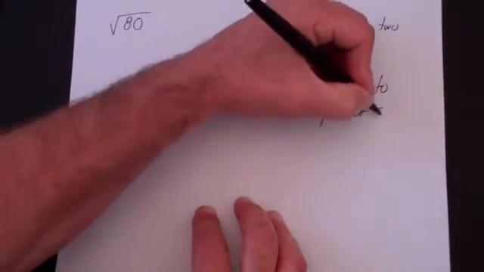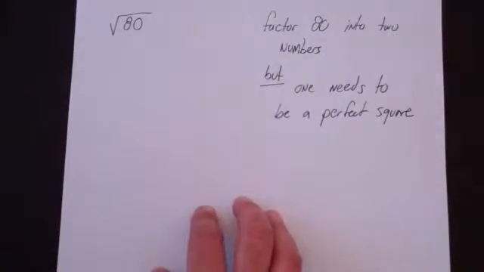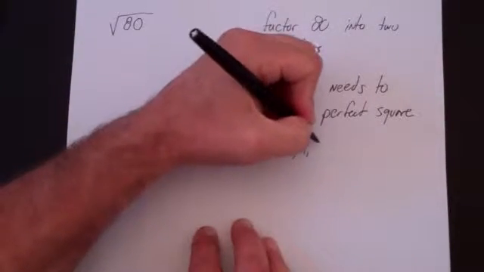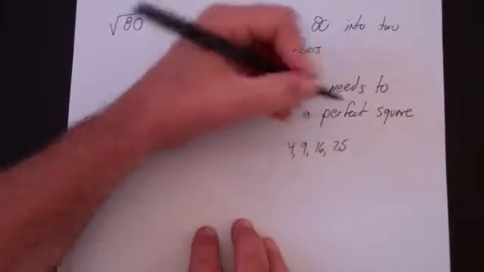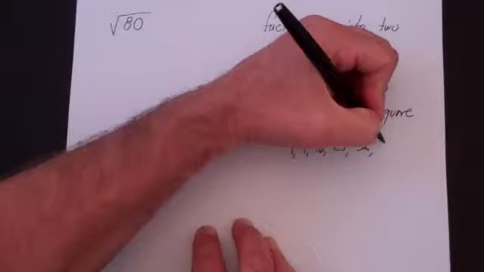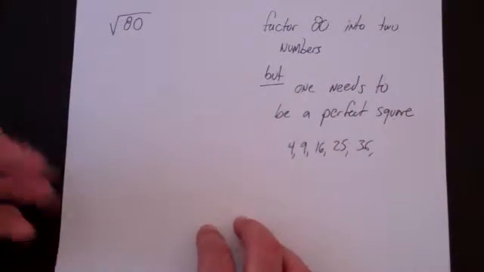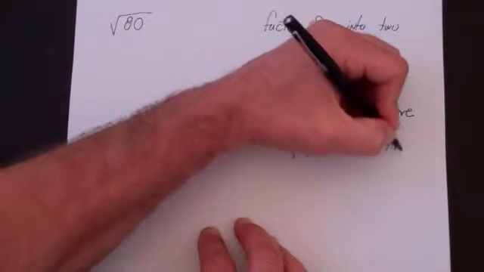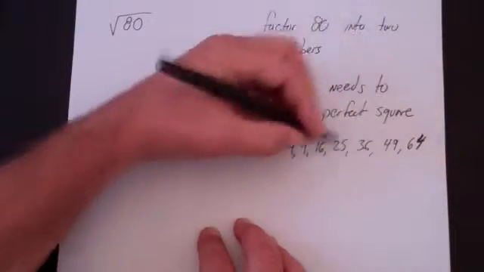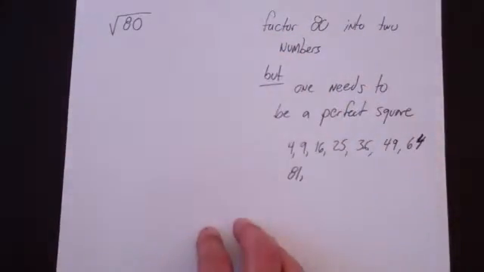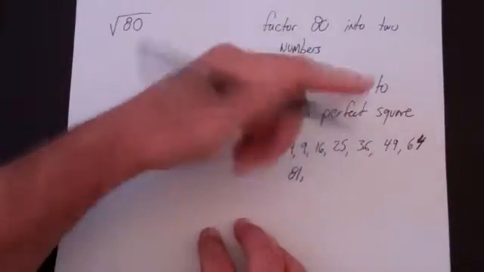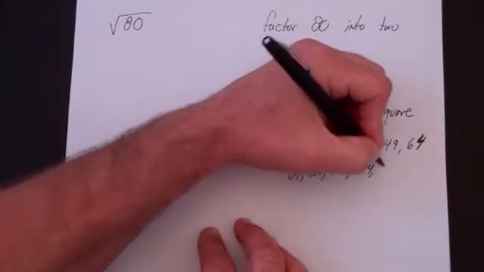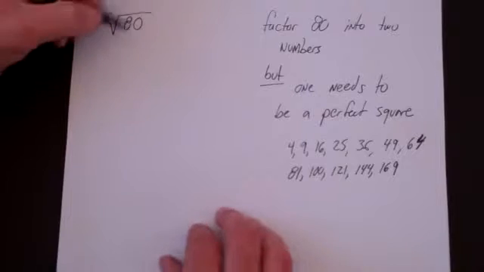The very first thing you want to do here is make sure you memorize the first 13 or so perfect squares. 2 squared is 4, 3 squared is 9, 4 squared is 16, 5 squared is 25, 6 squared is 36. If you're starting with this and having trouble, you might want to write down all the perfect squares, at least the first 12 or 13. So 7 times 7 is 49, 8 times 8 is 64, 9 times 9 is 81, 10 squared is 100, 11 squared is 121, 12 squared is 144, and 13 squared is 169.